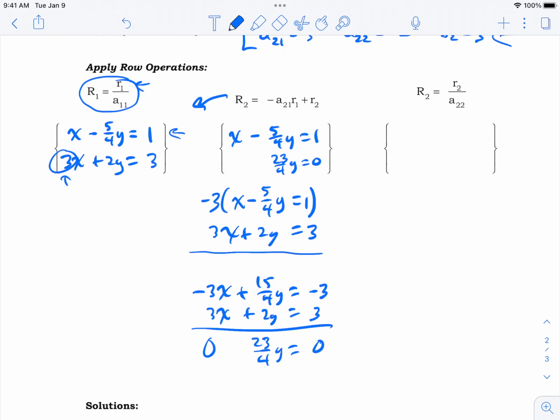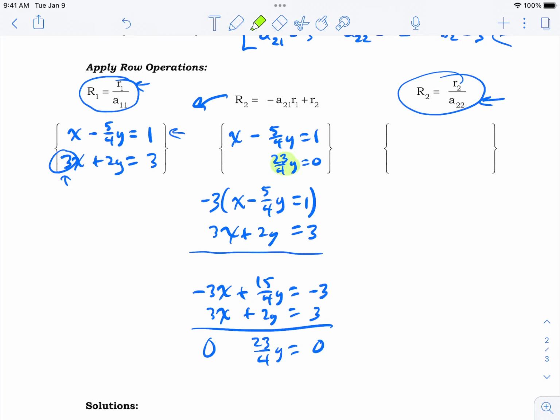Okay, cool. Making progress. Final step. The second row, we're going to change it. We're going to divide by that coefficient. Second row, we're going to divide that by that coefficient. Can you see why we're doing that?